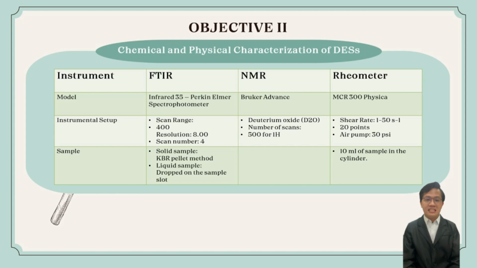The rheometer model that we used to measure viscosity was MCR300 Physica, applying shear rates from 1 to 50 per second across 20 points. 10 ml of each sample was injected into the cylinder, and the value of viscosity was determined by dividing the shear stress by the shear rate. This method facilitated a thorough characterization of the DES, yielding detailed insight into their structural and rheological properties, thereby addressing the second objective of the project comprehensively.